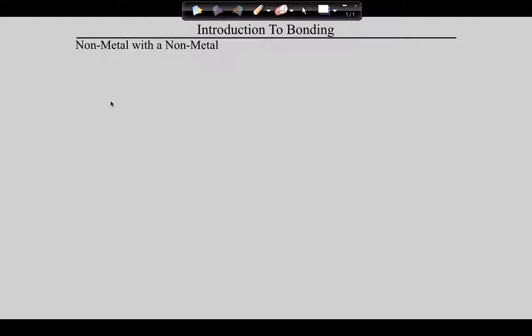So, guys, we call all of this covalent bonding, and this is where you need to get going with your notes again.